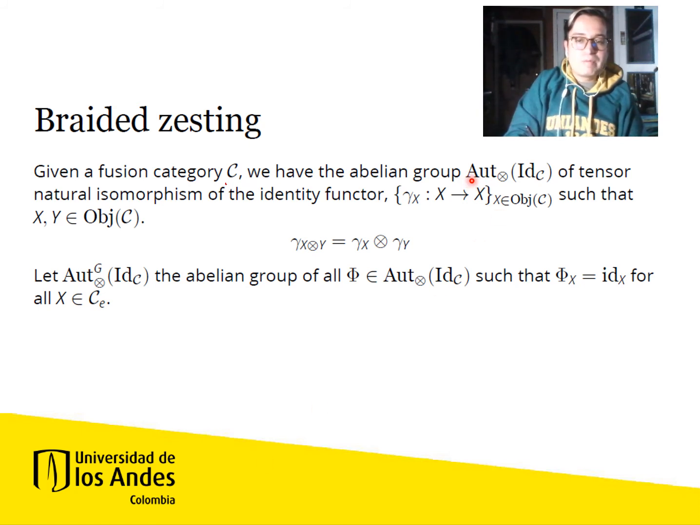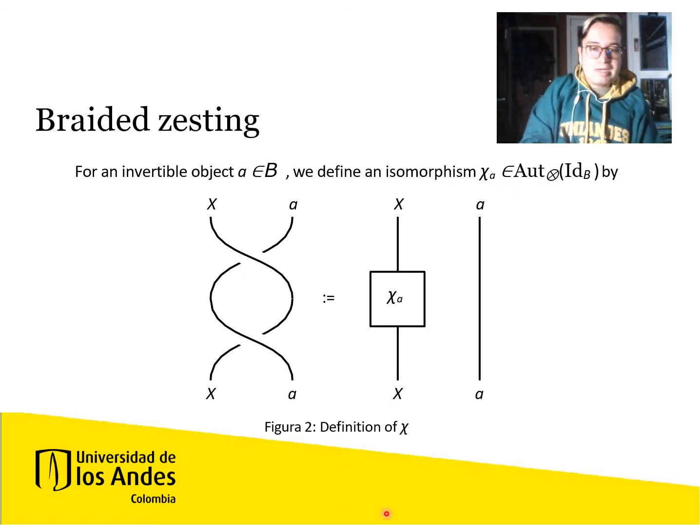The abelian group of tensor automorphisms of the identity functor, and also we have the abelian group of tensor automorphisms of the identity functor such that for all the objects in the trivial component, the isomorphism acts as the identity. Okay? With this in mind, I can define an isomorphism Xi in the tensor automorphisms of the identity that is given by the equality in this diagram. I will use this isomorphism to define a braided testing.